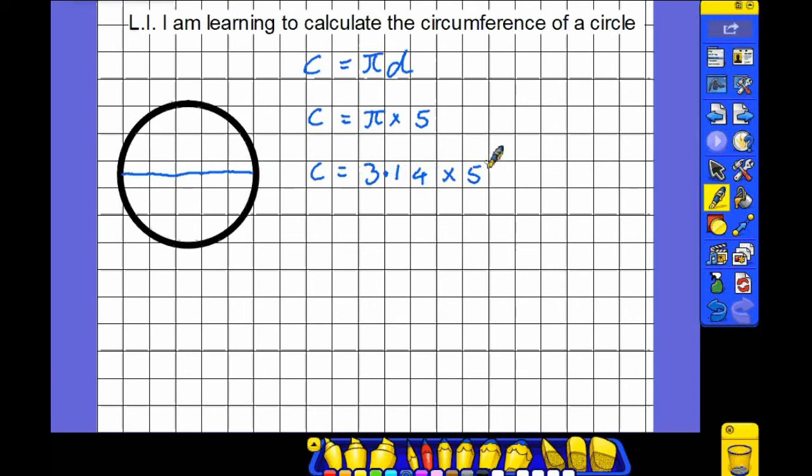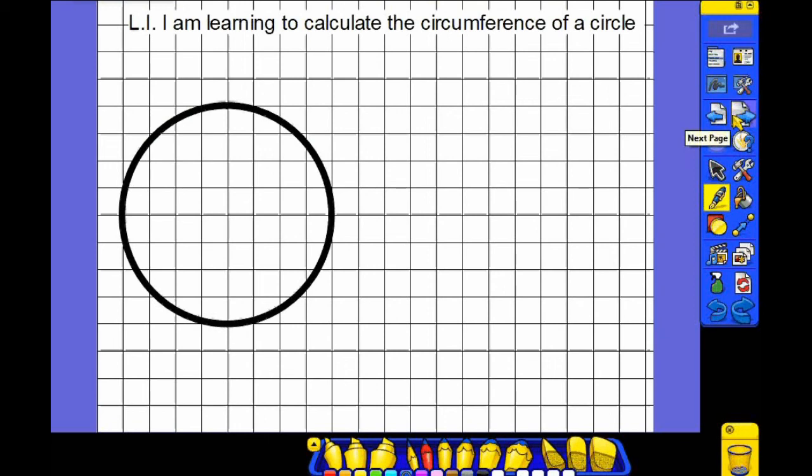Actually, I said I was going to use a calculator, but for this example, I don't think I really need to. I could just do this as a quick sum at the side. 3.14 times 5. 5 times 4 is 20. 5 times 1 is 5 plus 2 is 7. 5 times 3 is 15. So the circumference then, and we're going to assume that this is in centimeters, the circumference is 15.7 centimeters all the way around. So by taking the diameter and multiplying it by 3.14, we get our circumference.